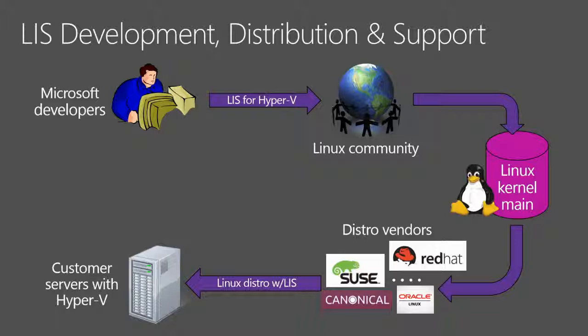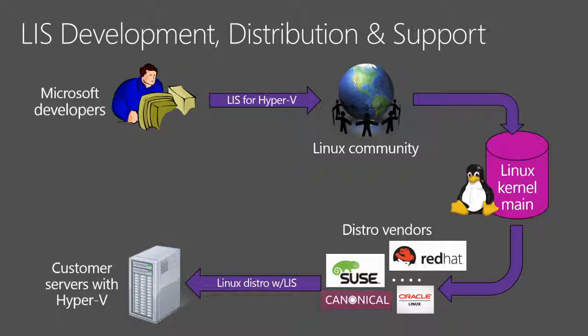And then we work with the distro vendors, the Red Hats, the SUSEs, the Canonicals of the world that are building these commercial Linux distros that you're probably running in your production environment, to get those integration services out of the Linux main kernel and packaged as part of the distro. So if you pick up Red Hat 7.0 or Red Hat 6.6 today and install it on Hyper-V, the integration services are already there. They're built in, part of the Linux distro that you get from your distro vendor.